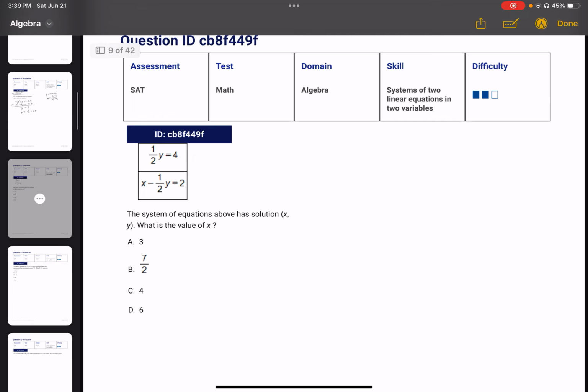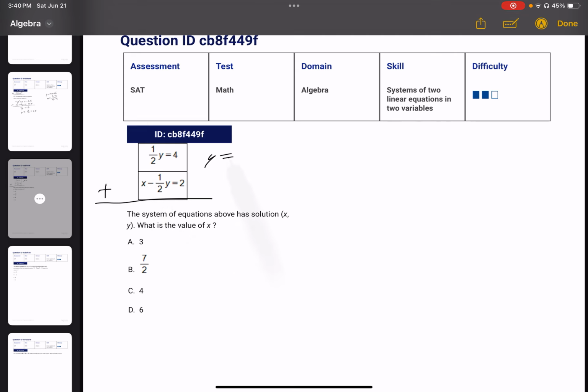We'll start with this one. So we have this system of linear equations. The system of equations above has solution x, y. What is the value of x? So instead of doing our normal addition of the equations, which would work very easily, here I'm going to make you think outside the box. We're going to find a value for y, and then plug that y value into the second equation to isolate for x.